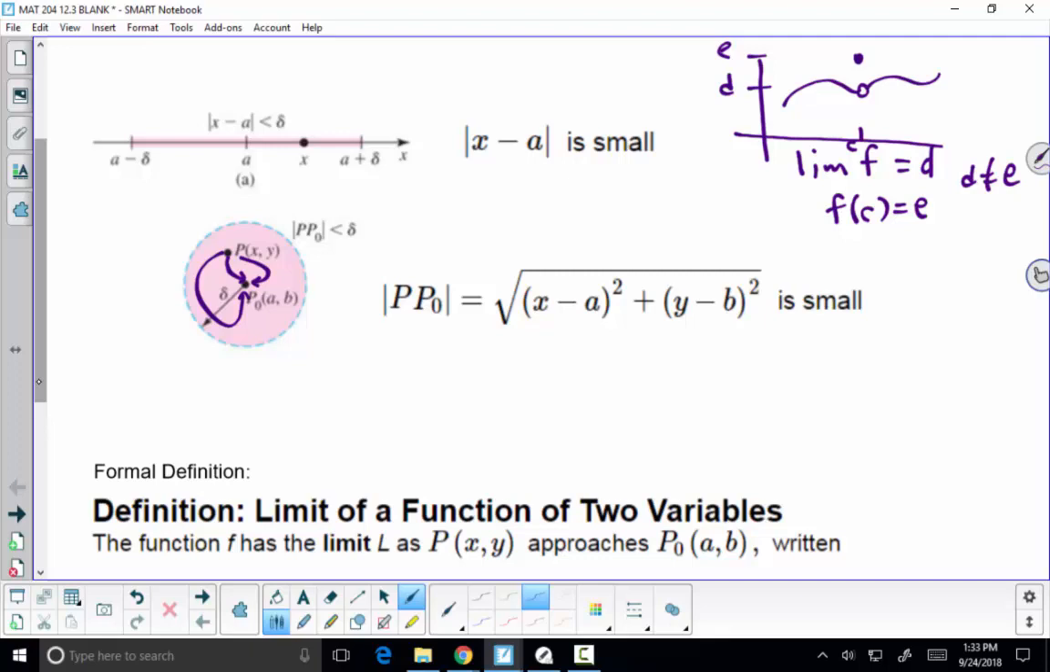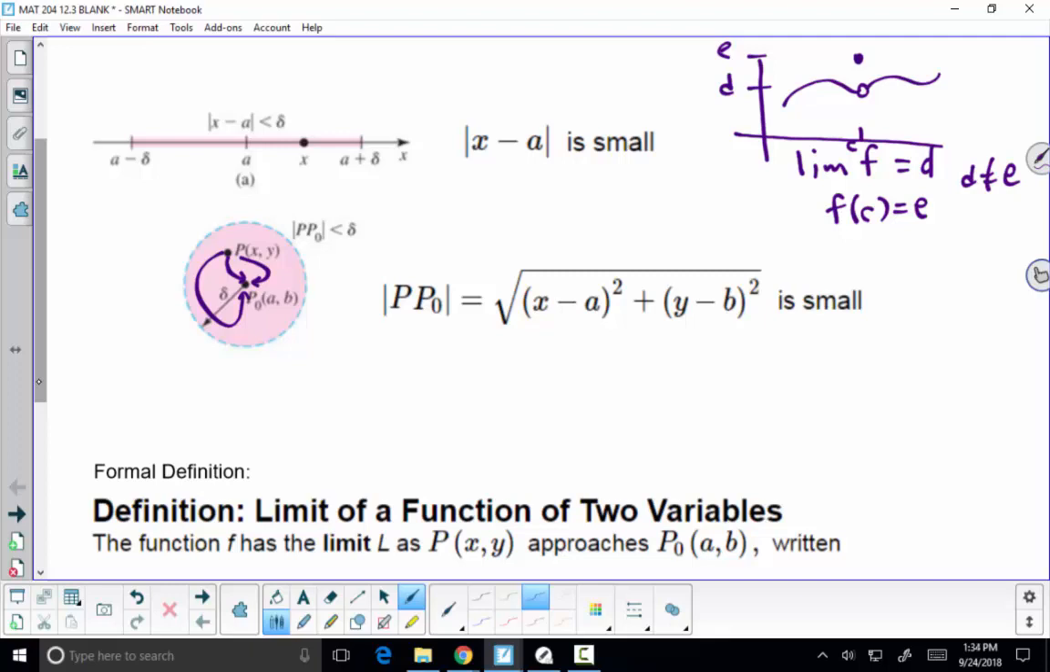And it's impossible to do what we just did up there, where with a one-variable case, you can come in from the left, you can come in from the right. If they're equal, the limit exists. With the two-variable case, there's an infinite number of ways to get to P naught. You cannot test them all. It's impossible to test every single path. So we have to use some broader concepts in order to decide whether a function is continuous or not. We can't just do that simple test, left limit, right limit. Oh, they're the same, therefore the limit exists. We can't do that here.